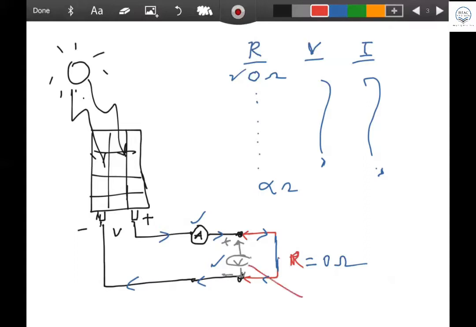If I ask you, the voltage will be what in that case? Voltage will be 0, sir. 0. Good, because the current I flows, so I into R, and R is 0. Since the resistance is 0, the whole voltage is 0 volt. So you are getting 0 volt here.